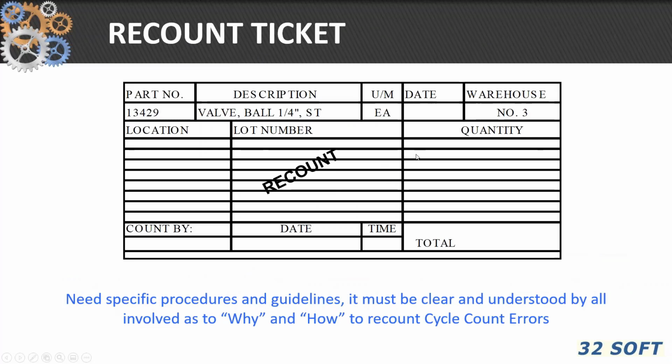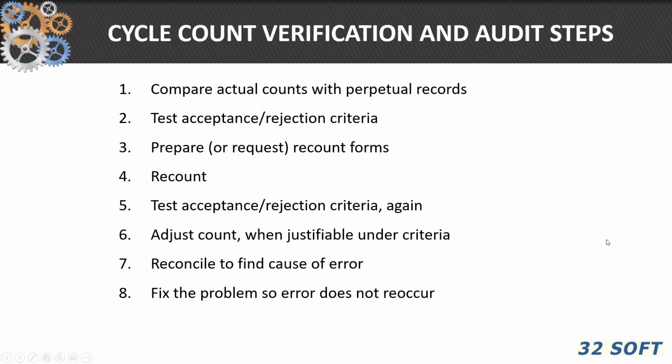Once you've determined that a part needs to be recounted, a lot of systems have a recount ticket that you can print, or you just give them back the 3.13.1 cycle count print, and then they go out and recount it. But again, you need very strict procedures on how and why you recount inventory errors.